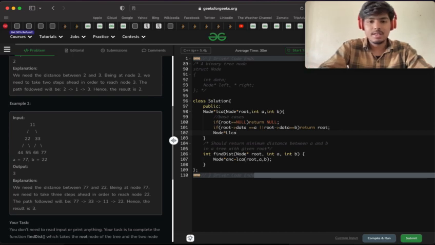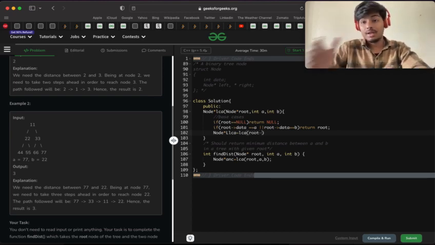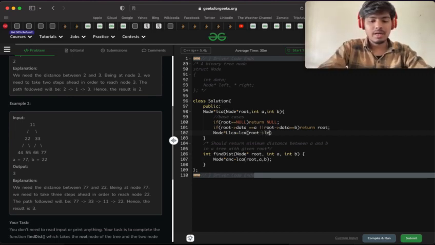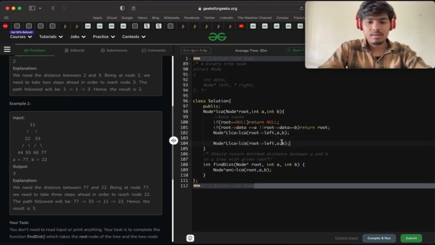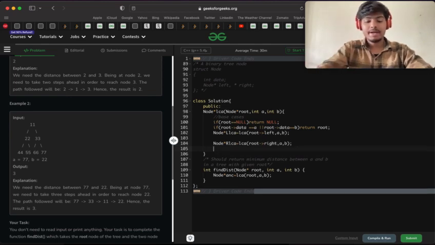So Node star leftLCA, meaning left common ancestor, will be equal to LCA of root's left, sorry, we are going to the left side, so root's left, comma a comma b. Same as Node star rightLCA equals LCA of root's right. So here we have traversed the root's left side and the right side.